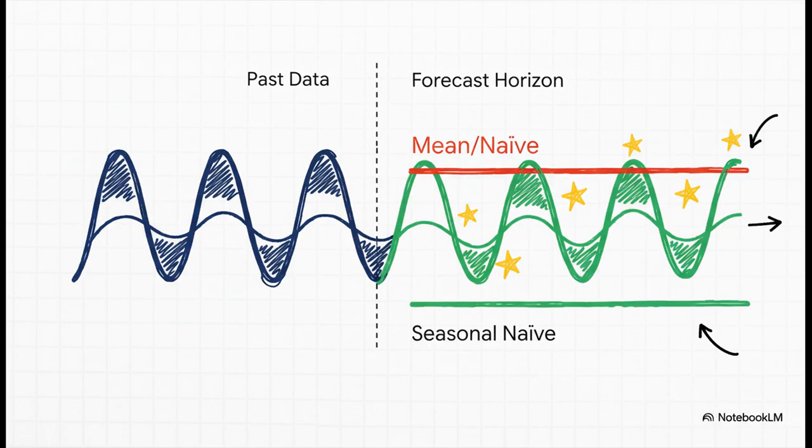And when you put this into action on our beer production data, you see the difference immediately. The mean and naive forecasts, they're just flat lines, completely missing the rhythm of the data. But look at the seasonal naive forecast. Wow, just by copying last year's pattern, it's doing a brilliant job of capturing those ups and downs. It's not perfect, but it's already playing the right song.